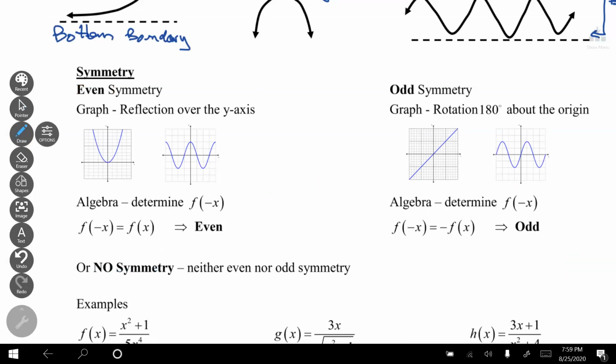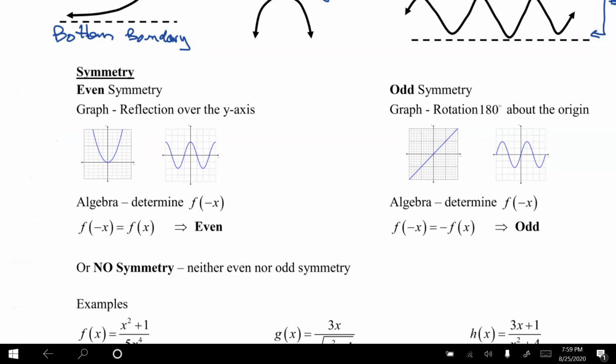So symmetry: there's even symmetry, there's odd symmetry, and there's no symmetry. Even symmetry is like a parabola that could be reflected over the y-axis. Odd symmetry is like a sine graph or a cubic or just the line function through the middle. You can rotate it 180 degrees.